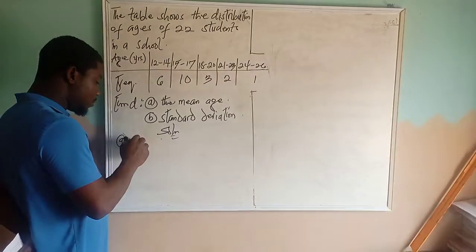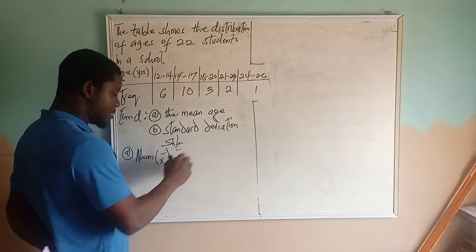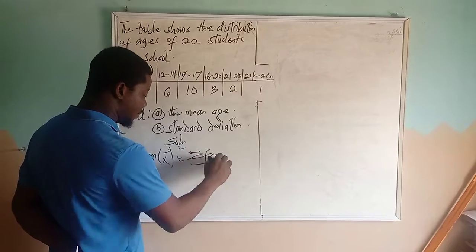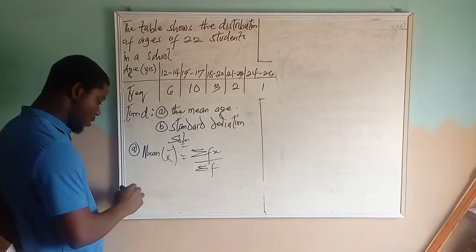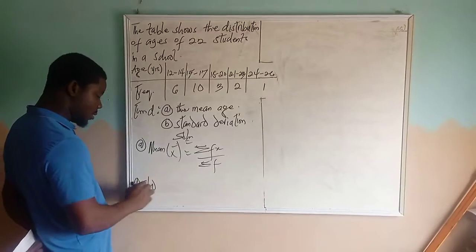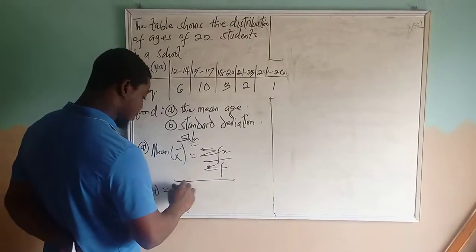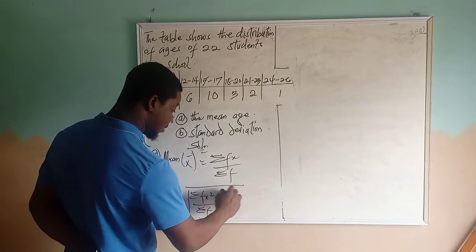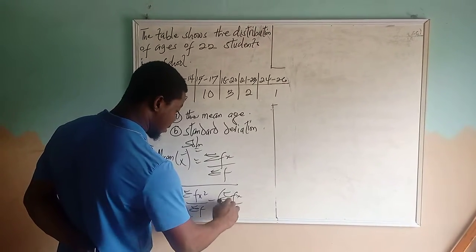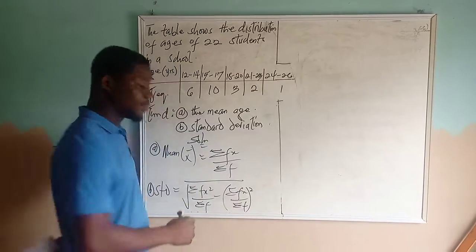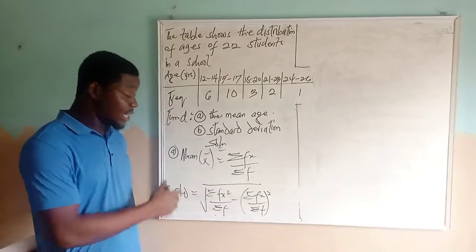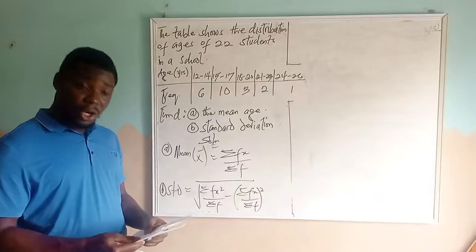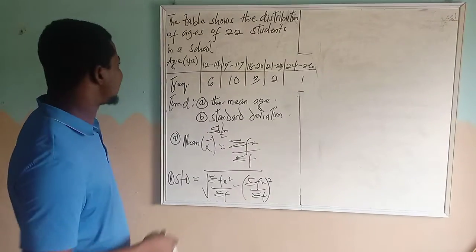So, mean is x bar, that is the denotation, and it's always equal to summation of fx over summation f. While your standard deviation is always given as the square root of summation fx squared over summation f minus, bracket open, summation fx over summation f, all squared. Meanwhile, there are other formulas you can use to obtain mean and standard deviation. It depends on the nature of the question. So let's start by looking at this.